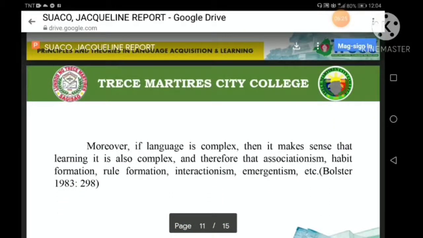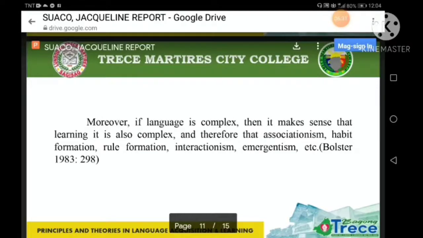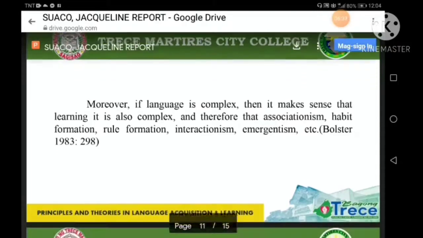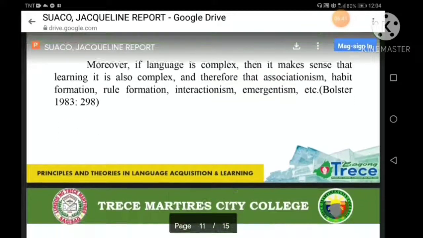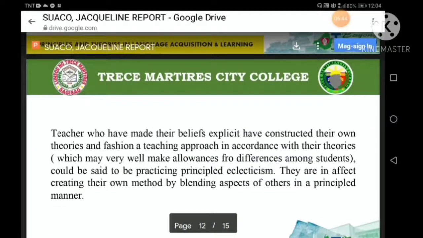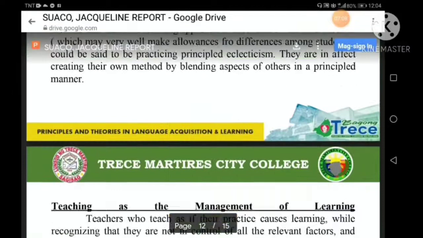Next is, moreover, if language is complex, then it makes sense that learning it is also complex, and therefore that associationism, habit formation, rule formation, interactionism, emergentism, etc. by Larsen-Freeman, 1983. Teachers who have made their beliefs explicit, have constructed their own theories and fashioned a teaching approach in accordance with their theories, which may very well make allowances for differences among students, could be said to be practicing principled eclecticism. They are in effect creating their own method by blending aspects of others in a principled manner.